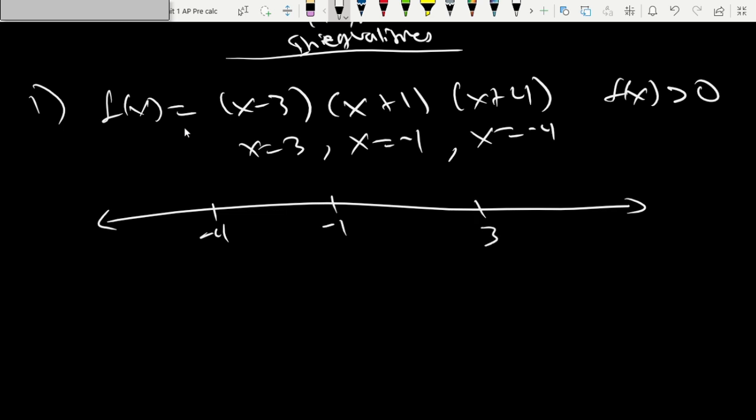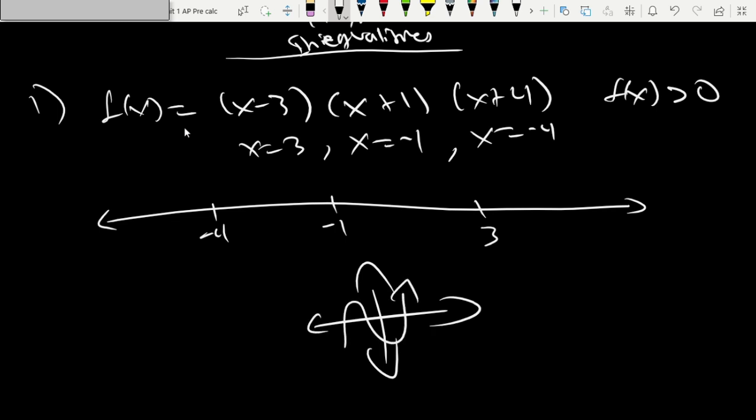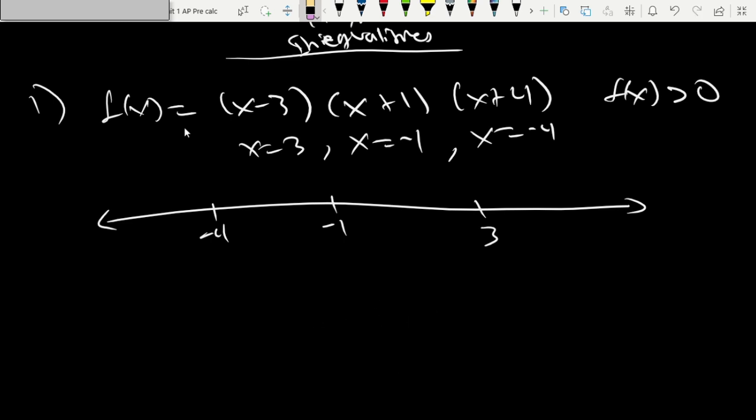Now, we need to find when the y values are positive or negative. On the graph, the y values on this interval are positive. The y values from -infinity to this point are negative. The y values from this interval to this interval are negative. The y values from this interval to positive infinity are positive. That's basically what we're trying to find here. Intuitively and on the graph, that's all they're asking you, but this is the more algebraic way to do it.